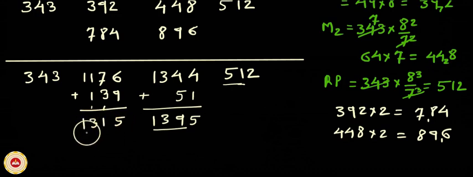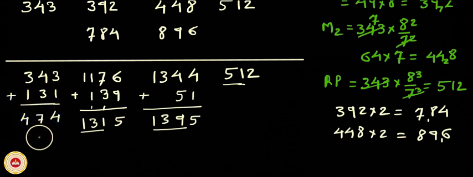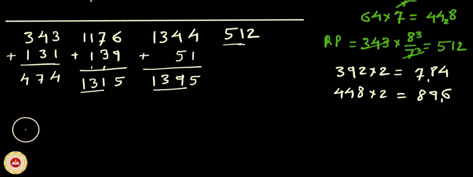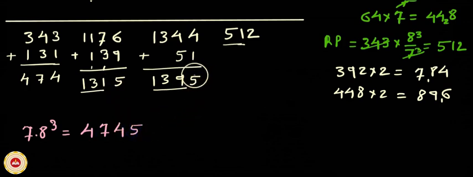Here also we have 3 extra digits, 131. So let us carry these 3 extra digits to the next immediate left part and add it. 4, 7 and 4. 474. Now let us write the final answer. Given number was 7.8 cubed. Left part is 474. Middle part 1 is 5. Middle part 2 is 5 and right part is 2.